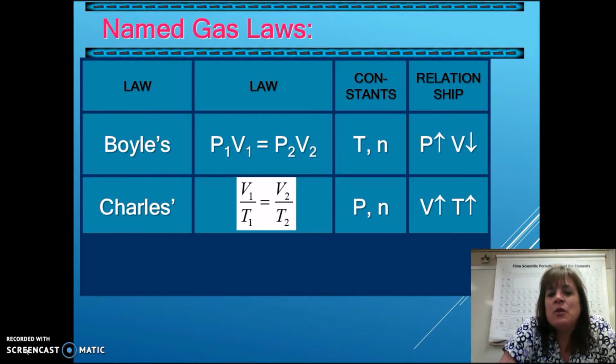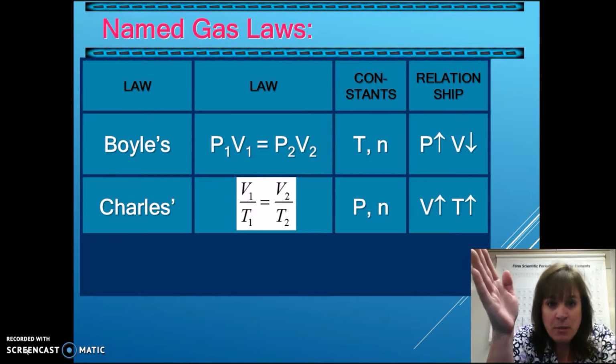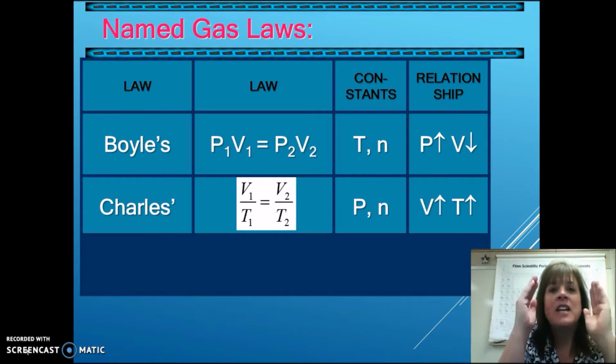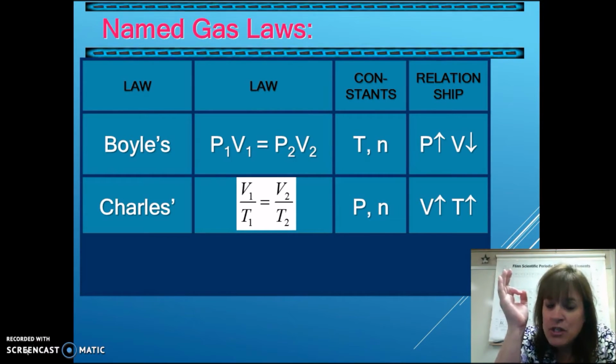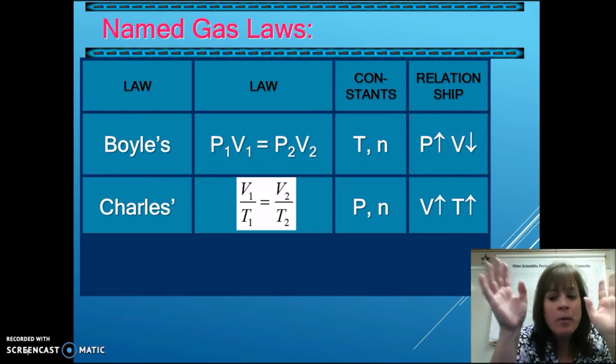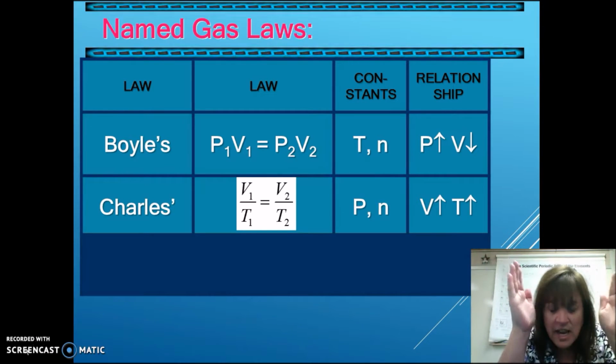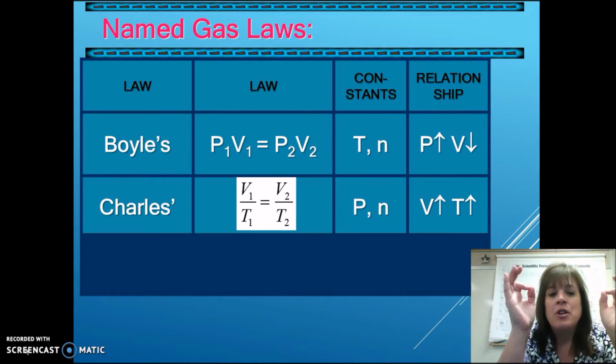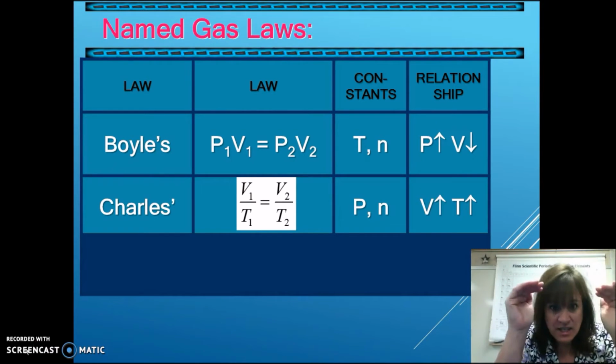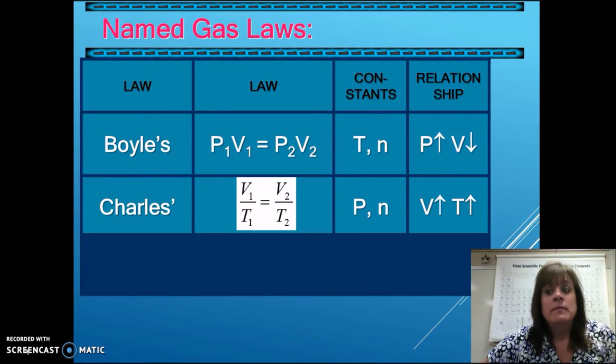So that was Charles. What Charles found is that if you divide the volume by the absolute temperature at one condition, that'll equal the volume divided by the absolute temperature in another condition, provided that the pressure and the amount are constant. Now, I say absolute temperature, that means Kelvin. You have to work in Kelvin. You're going to see problems where I give you two temperatures in Celsius, and you're just going to want to plug them in, but don't. You've got to add 273 to a Celsius temperature before you calculate anything in this unit. Don't forget.